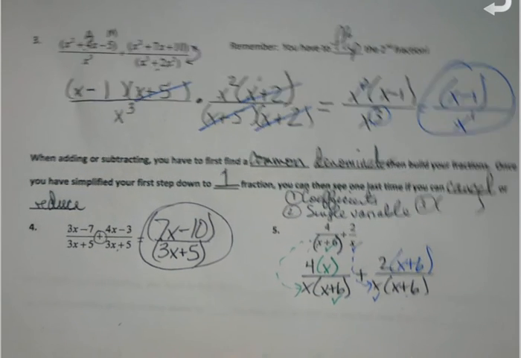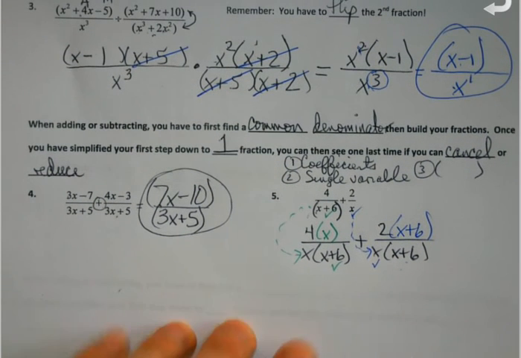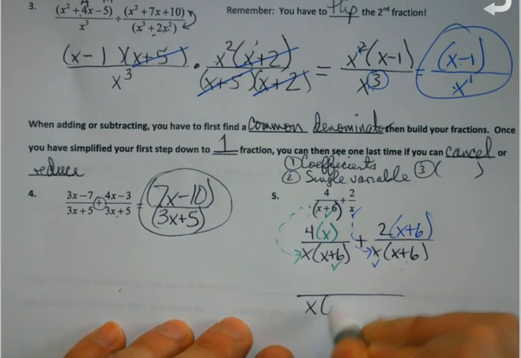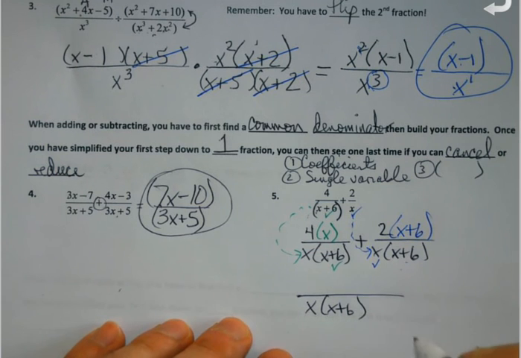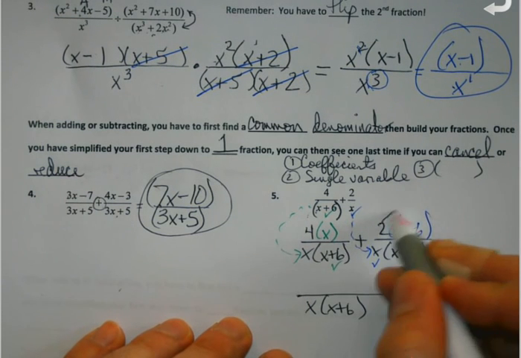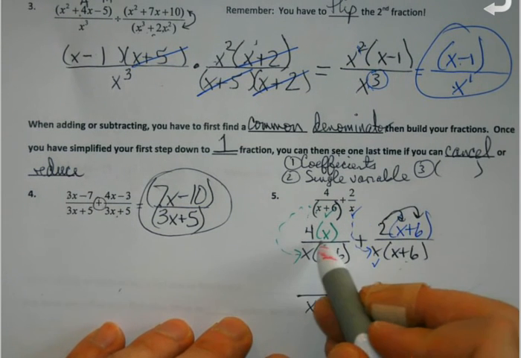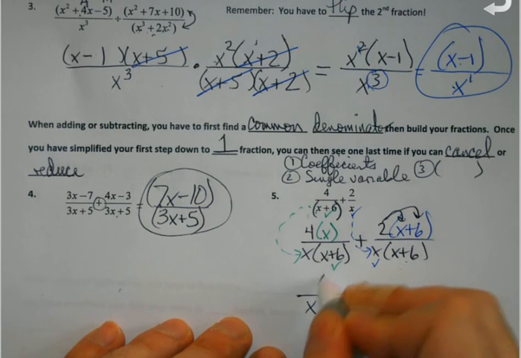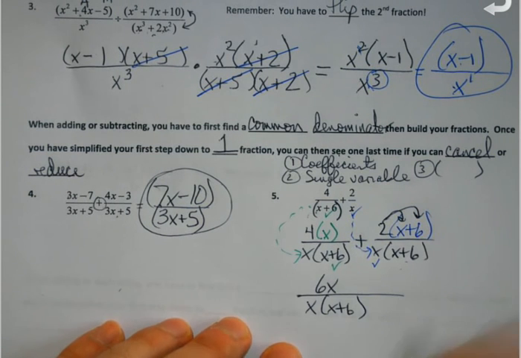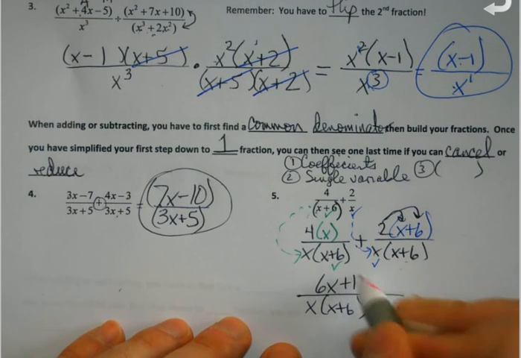But now that I have a common denominator, I can do that. So I keep my denominator, 4x, and I got to distribute over here. So 4x plus 2x is 6x. 2 times 6 is 12.